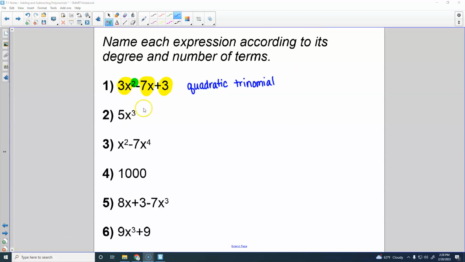What'd you get for number 2? Good. Cubic monomial. Okay. Highest exponent is 3. That tells us cubic. It only has one term, so it's a monomial. Okay. Anna Grace, what about number 3?